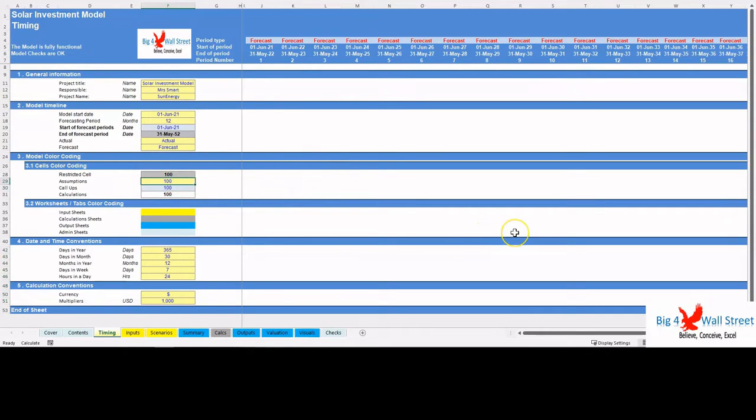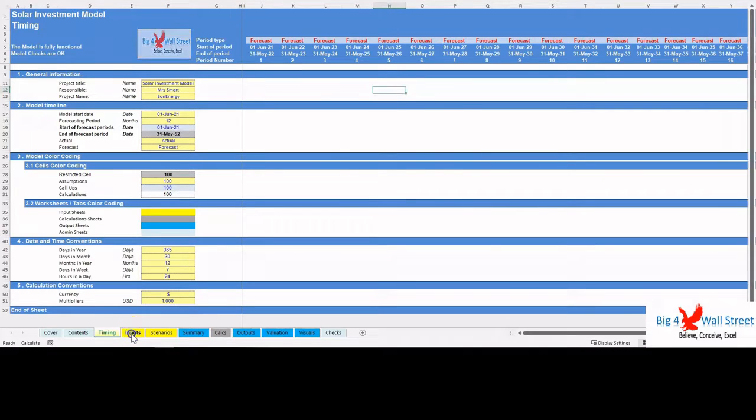Inputs are always depicted with a yellow fill in blue letters. Call-ups, that is direct links from other cells, are filled in light blue with blue letters, while calculations are depicted with white fill and black characters. There is also a color coding for the various tabs of the model. Yellow tabs are mostly assumptions tabs, gray tabs are calculations tabs, blue tabs are outputs tabs, that is effectively results or graphs, and finally light blue tabs are admin tabs, for example, the cover page, contents, and checks.